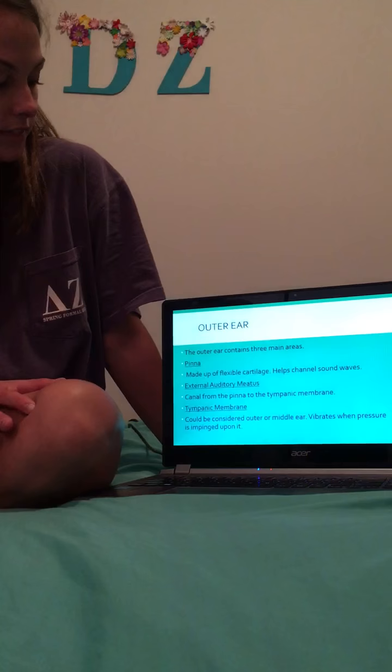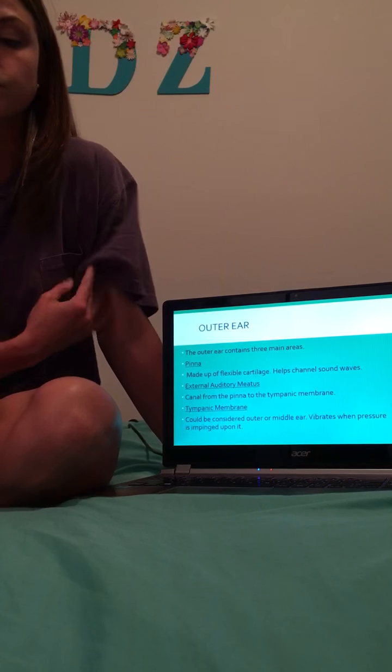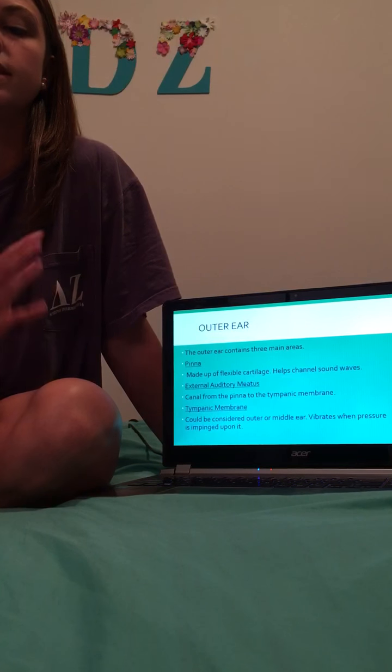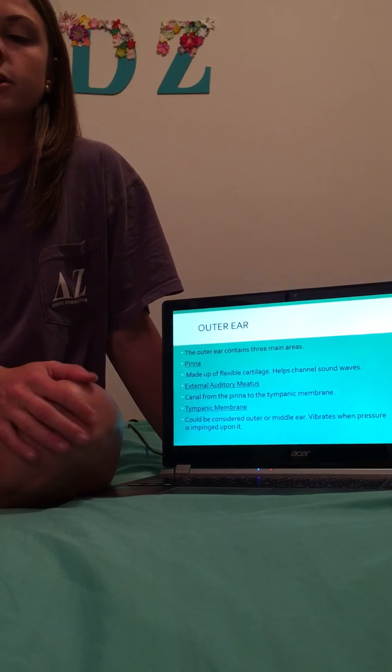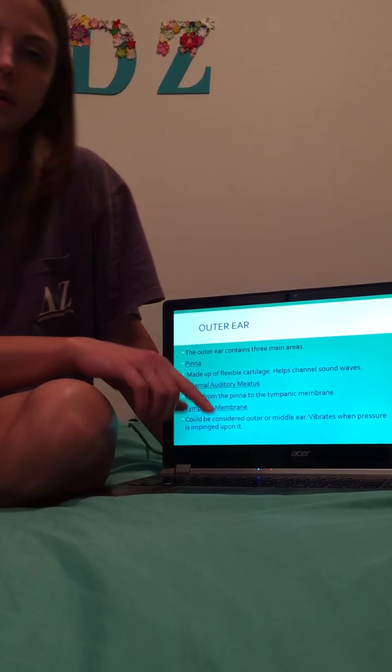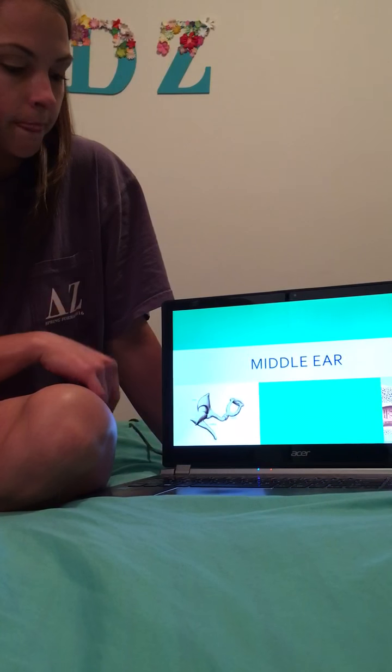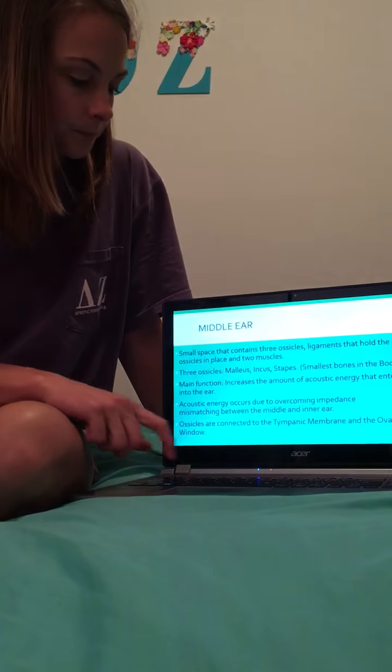And the tympanic membrane is between the outer ear and the middle ear, and its main function is to vibrate when pressure is impinged on it. The middle ear.